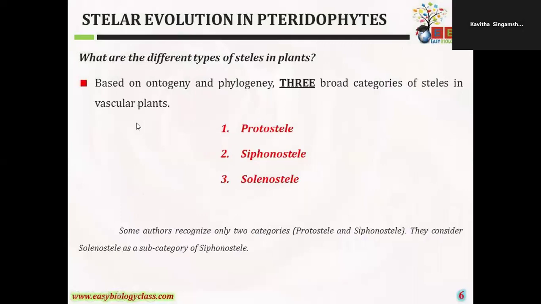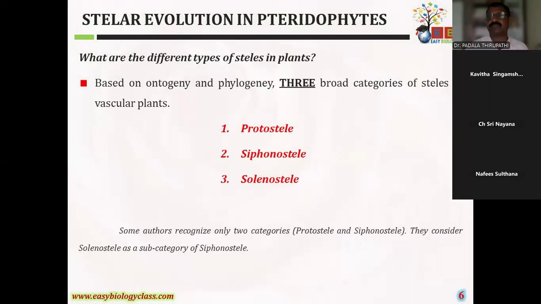Now, what are the different types of steles we observe in the plants, from pteridophytes to the higher groups of plants? Based on the ontogeny and the phylogeny, that is based on their origin and their evolution, three basic categories of steles are observed in the vascular plants. They are protostele, siphonostele, and solenostele. So these are the three main categories of the stele.